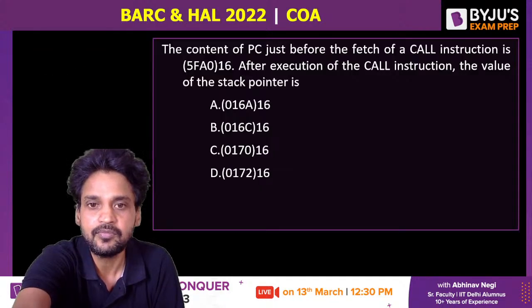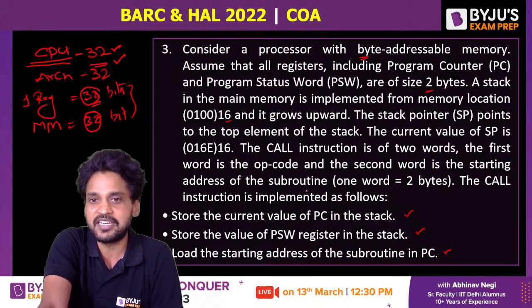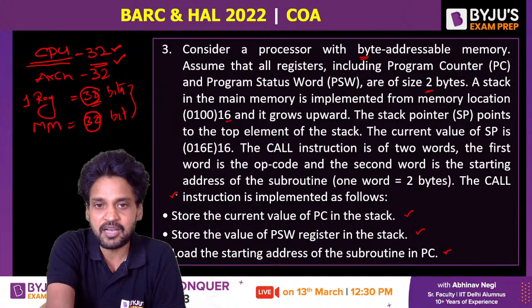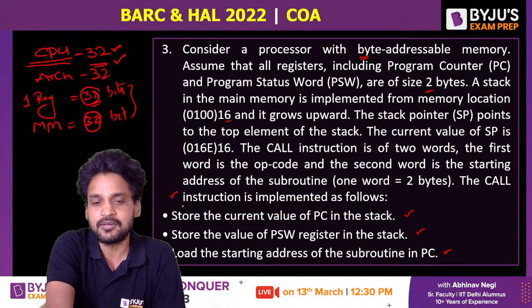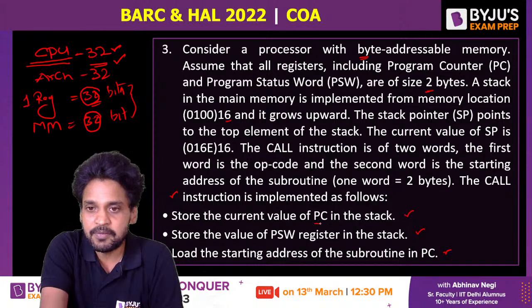The question is, the call instruction is of two words. The first word is the opcode and the second word is the starting address of the subroutine. One word is of 2 bytes. When the call instruction happens, the stack will be updated with two things. Current PC will be pushed into the stack. Current PSW will be pushed into the stack.